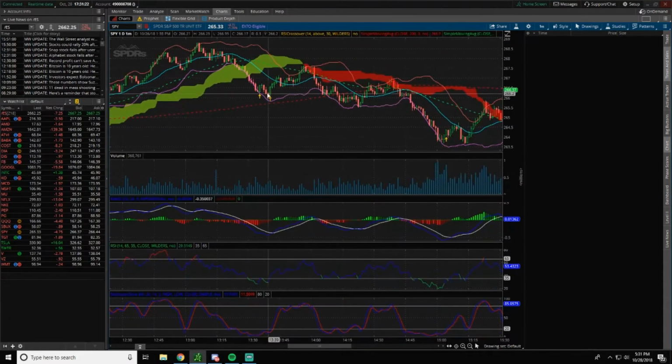200 SMA, if it doesn't go under there, that's usually going to be the next support line. So if it does go under the 200 SMA, that's when you'd probably want to sell again, or probably buy if you really think that it would hold this support line.